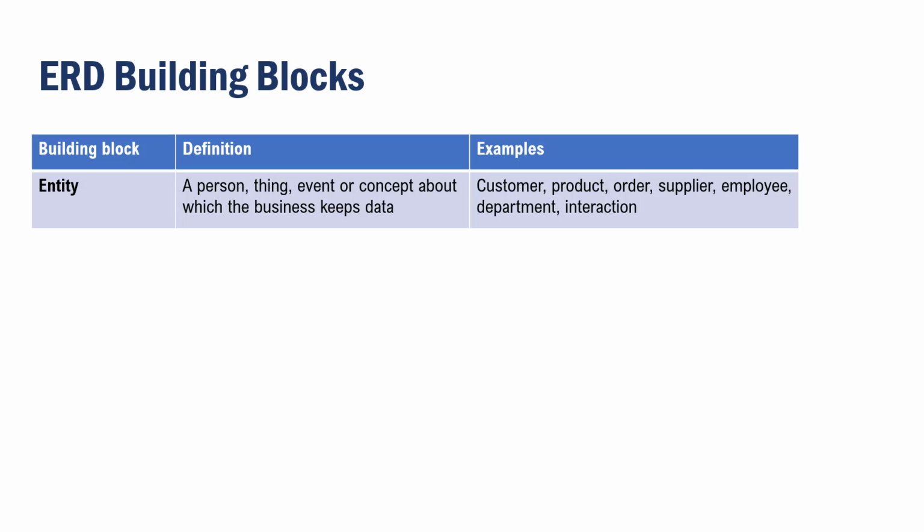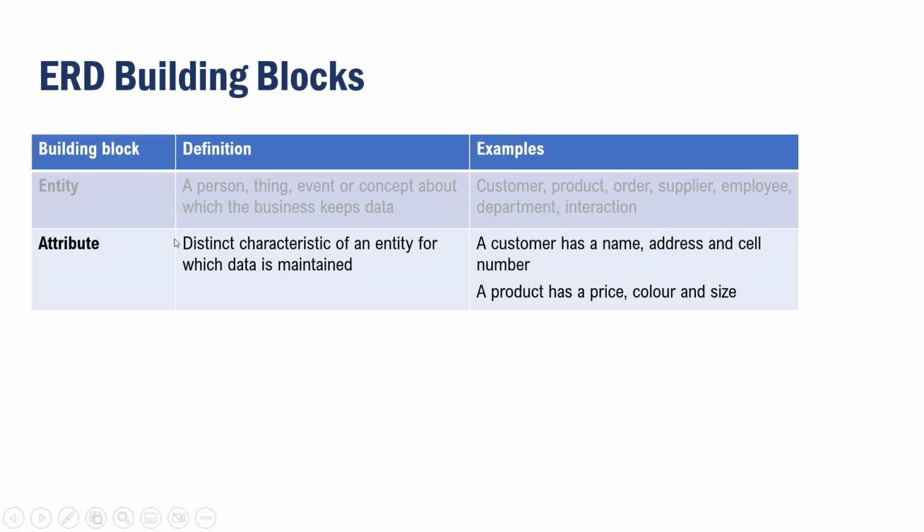And let's recap the three building blocks. The first building block is entity. Entity is a person or thing or event or concept about which you want to keep data. Something important to business, something important to the enterprise that you need to track, you need to monitor, and you need to have accurate data about. Some examples would be customer, product, order, supply, employee, department, interaction, account, and anything like that. Think about important nouns.